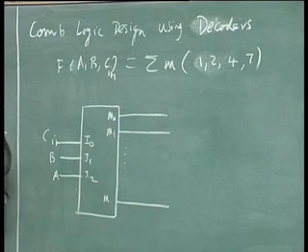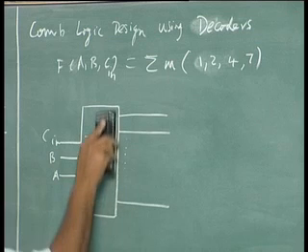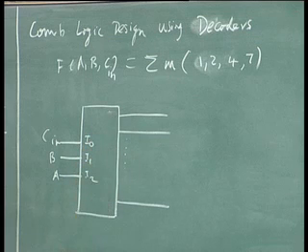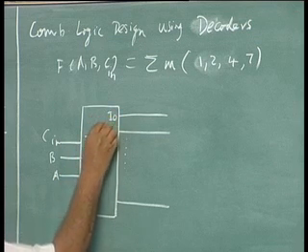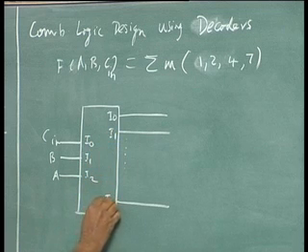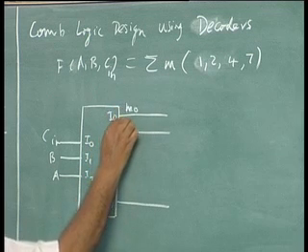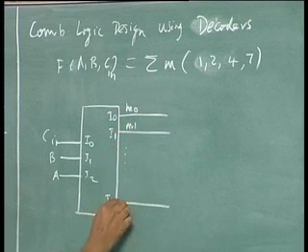Don't get confused. These are I's which are equivalent to the minterms, so I will put I0 inside and M's outside. This is M0, this is M1, etc. This is M7.